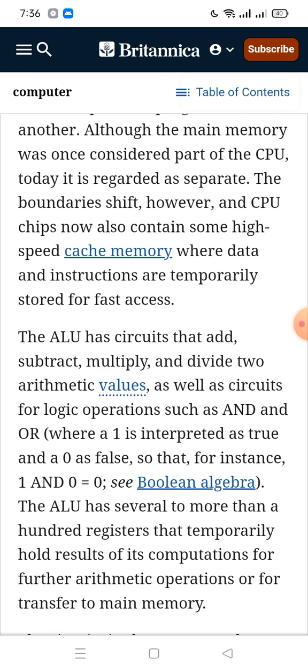Although the main memory was once considered part of the CPU, today it is regarded as separate. The boundaries shift, however, and CPU chips now also contain some high-speed cache memory where data and instructions are temporarily stored for fast access.